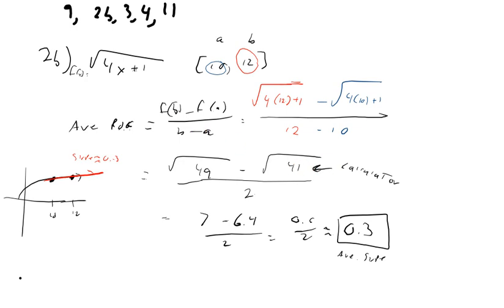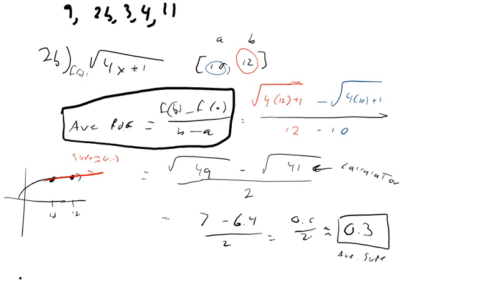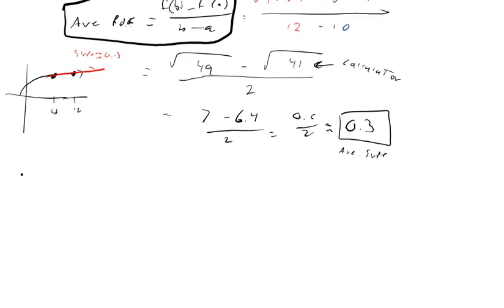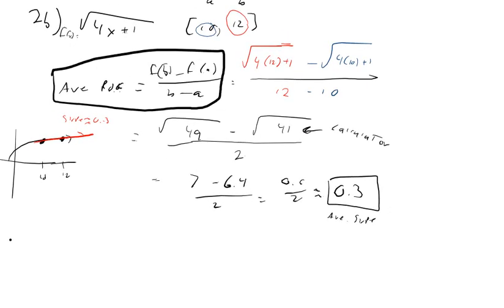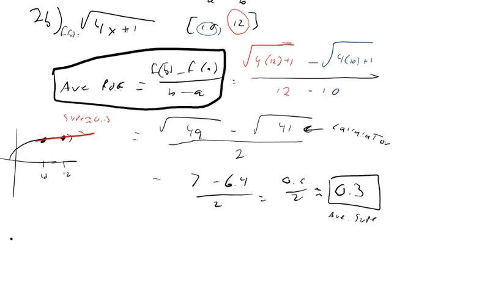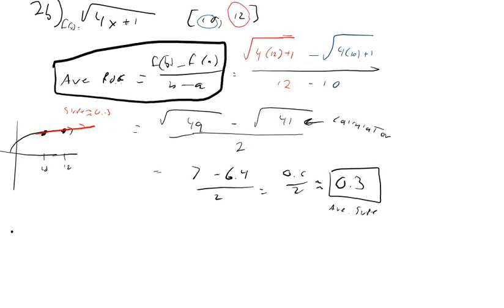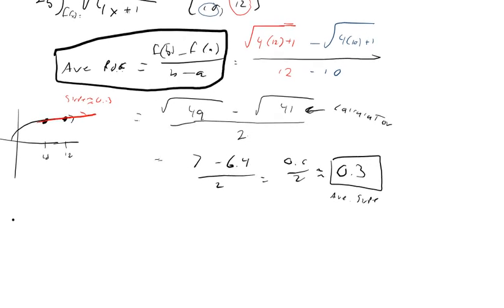Right, so average rate of change. Our formula, again, is f of b minus f of a over b minus a. Just plug the values in, calculate the slope. All right, questions about that? People okay with that? We're good? We're good.